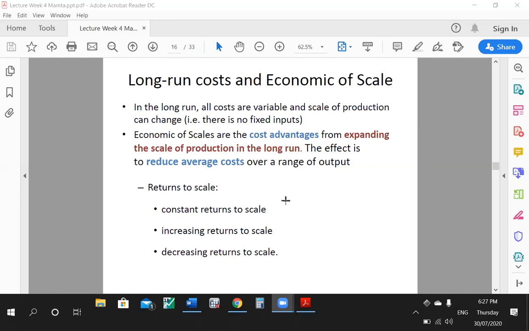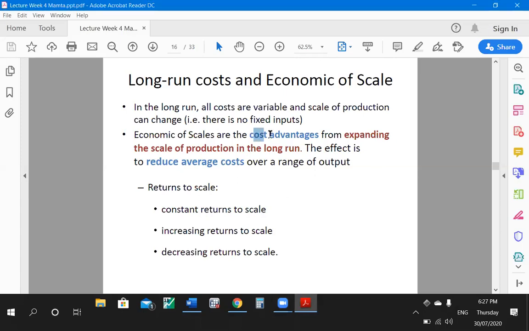At the same time, if you purchase items in larger quantities, you can buy at a lower price. Make sense? They have cost advantages. It means the costs are low because they're purchasing raw materials at a lower price. That's how they mean the economy of scale. So now, return to scale: there are three things, constant return to scale, increasing return to scale, and decreasing return to scale. What are these three things?